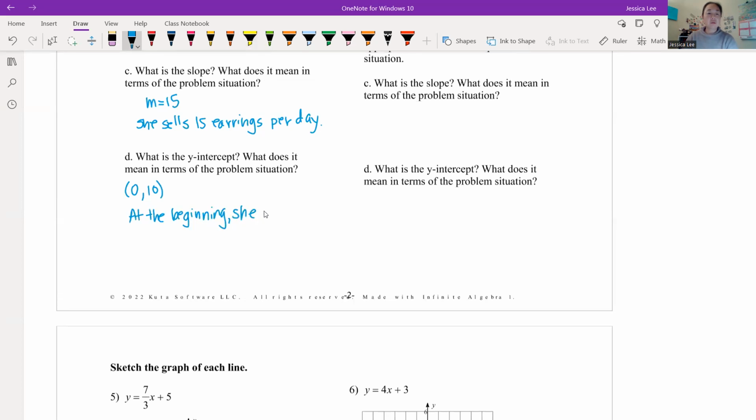She already sold. So these are things that already happened. She already sold 10 earrings. Maybe she already sold them to her sister. She already sold them to her friends, whatever it was. But before she started this whole thing, she's already sold 10. Right? Maybe that's why she decided to go into Etsy.